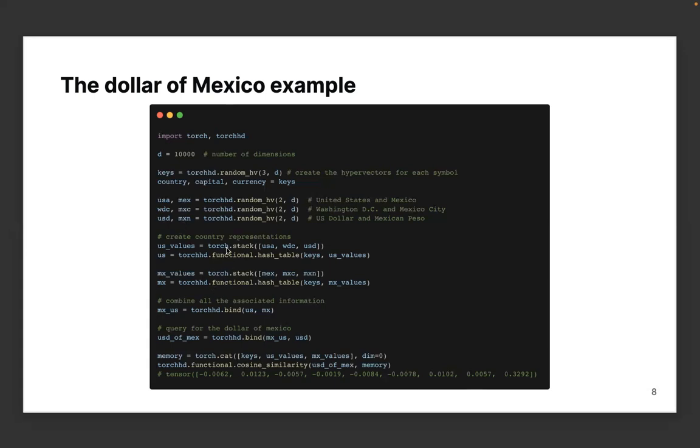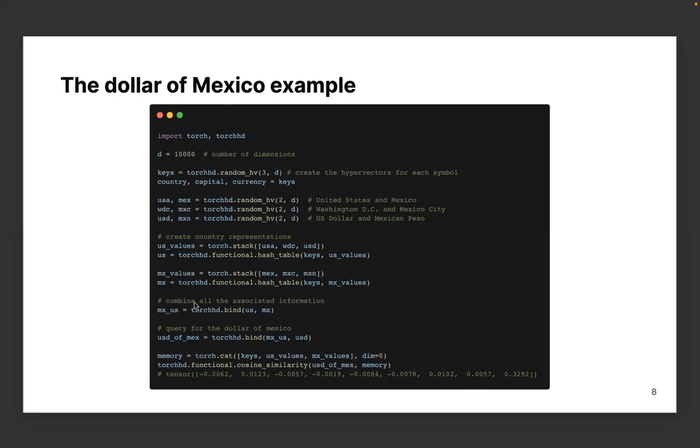Then to create the hash table of the US, we combine or stack on top of each other the USA, the Washington DC, and US dollar. So this will now create a 3 by 10,000 dimensional tensor. And then we use the hash table to bind the keys to the values and then create a multi-set of key value pairs, which will now result in the US hypervector. And we do the same thing for Mexico, which will create the Mexico hypervector.